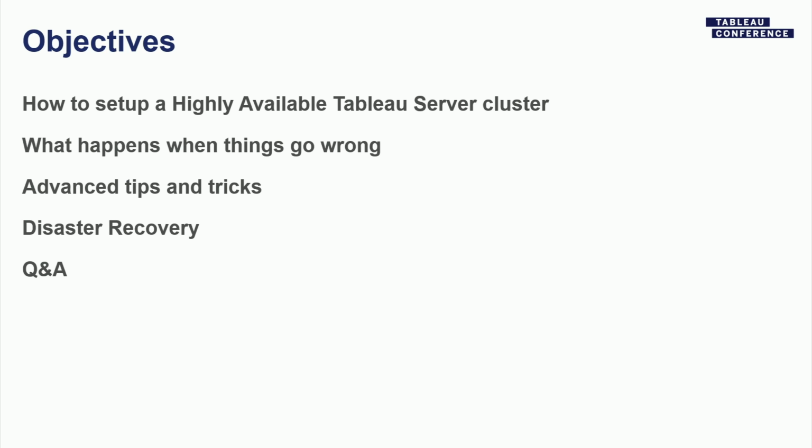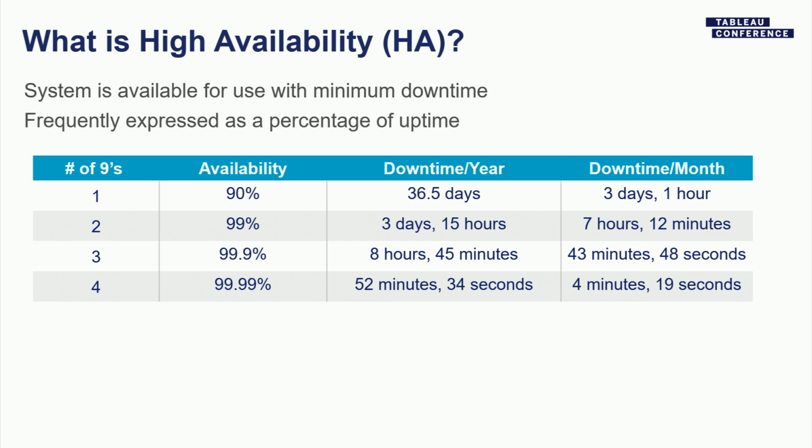All right, so what is high availability? Put simply, it's making sure that your system is available for as much as possible without incurring downtime to your users. You'll often hear about it referred to as a number of nines. The more number of nines you have, the more highly available your system is.